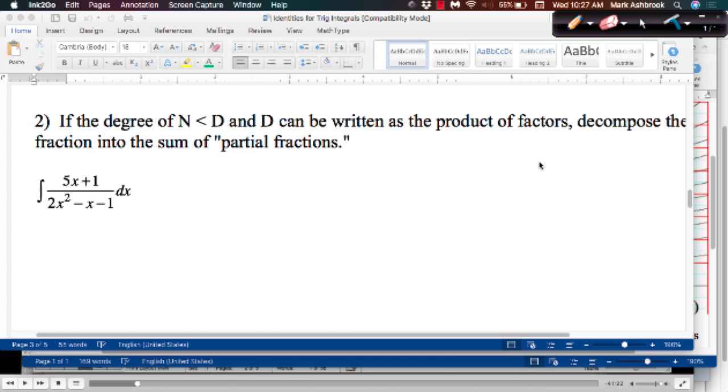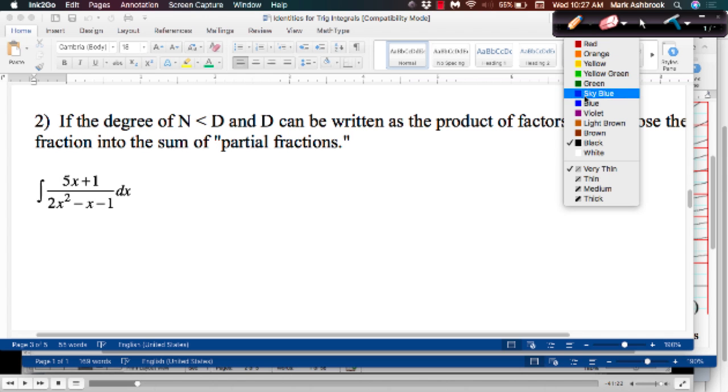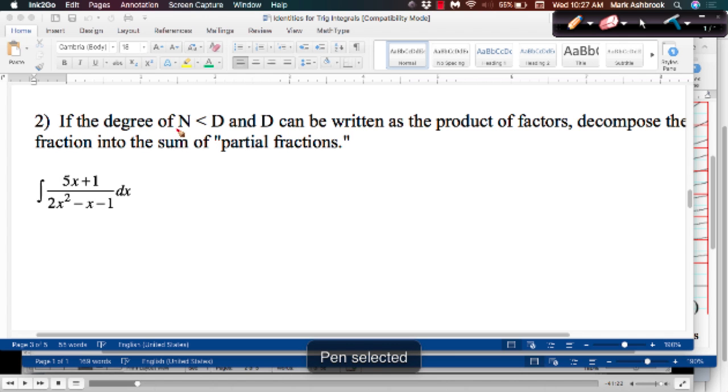So if n is less than d, and d can be written as a product of factors, we're going to decompose the fraction into the sum of partial fractions. This is the next technique that we're learning here, called partial fractions. There are two conditions for partial fractions. The degree of the numerator is less than the degree of the denominator, and d can be written as a product of factors. Both of those things have to be true, and then you can apply this partial fractions technique. So let's just check this one.